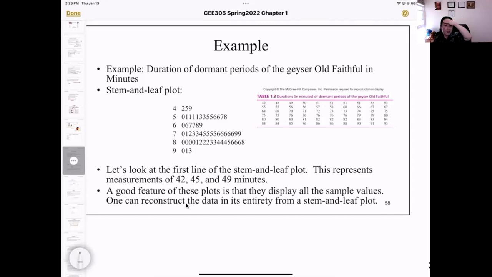So the stem and leaf plot can display all the sample values, as we can see from here, and we can easily reconstruct the data using the stem and leaf plot.